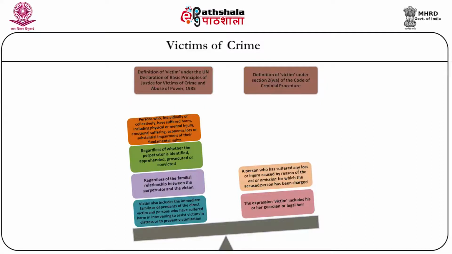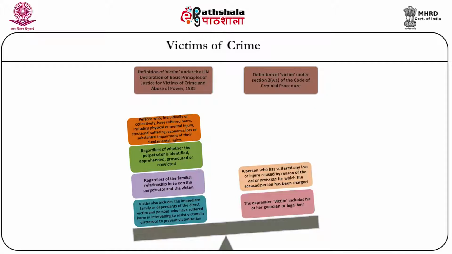First, for a victim to be treated as a crime victim in India, the person or the perpetrator must be charged as given in the definition itself, whereas in case of the UN Declaration the definition is open ended and it is regardless of whether the perpetrator is identified, apprehended, prosecuted or convicted, the person will be treated as a victim.